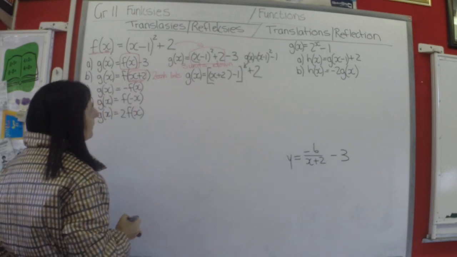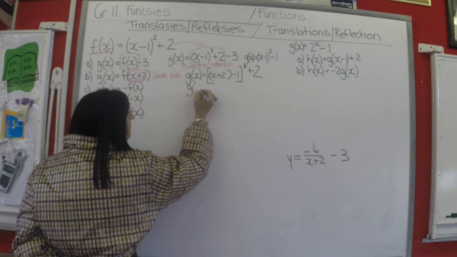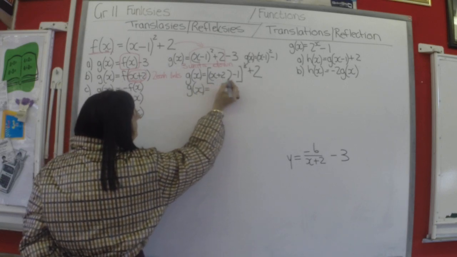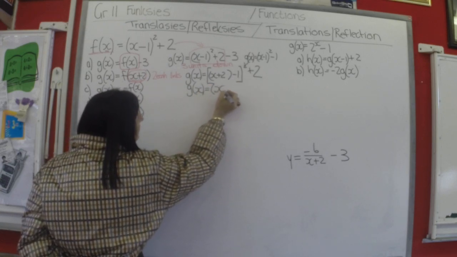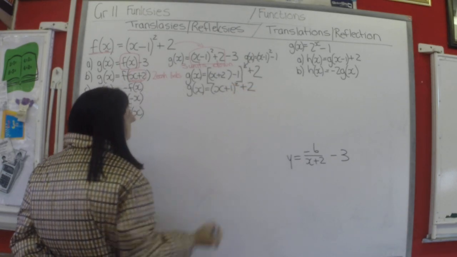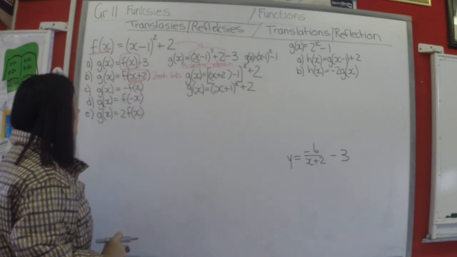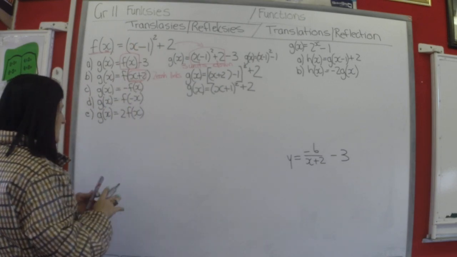So let's simplify that. As ek my hakies verwyder, dan word gx nou x plus 2 min 1 is x plus 1 kwadraat plus 2. There's my new function gx. So wat het met fx gebeur? 2 eenhede na links. Kom ons gaan kyk na c.